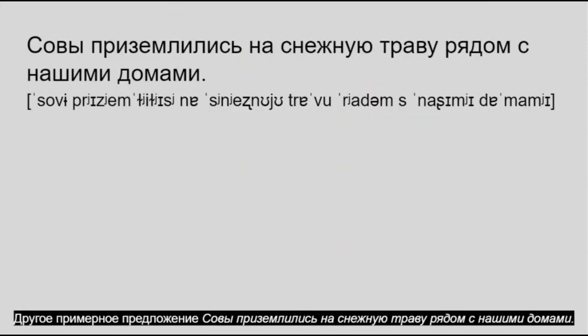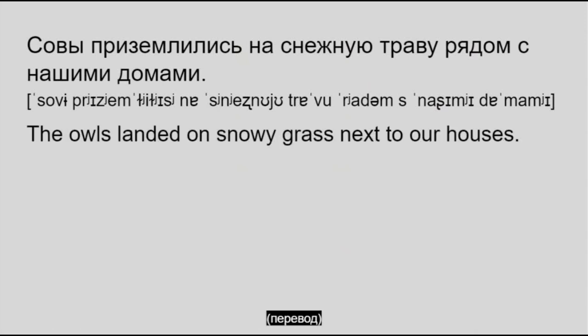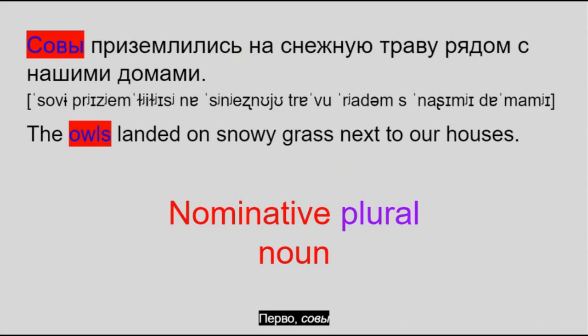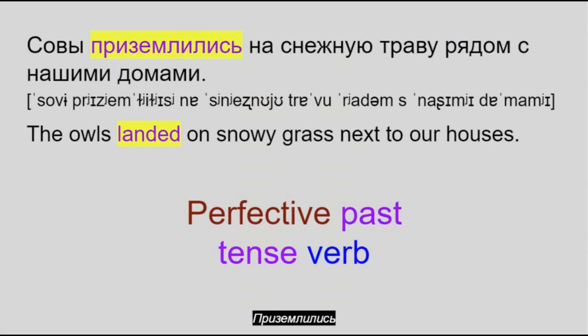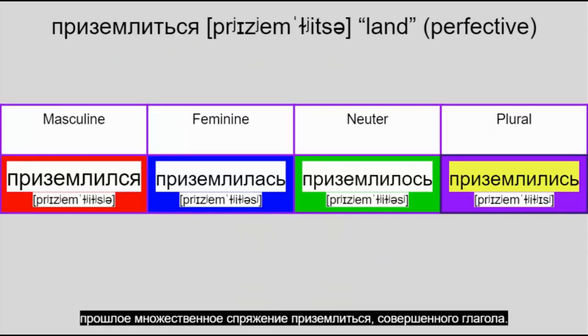The other example sentence is Совы приземлились на снежную траву рядом с нашими домами. This means the owls landed on snowy grass next to our houses. First up, совы is the nominative plural inflection of сова, which, as you can see, has different stress in each of the forms. Приземлились is the past tense plural conjugation of приземлиться, a perfective verb.